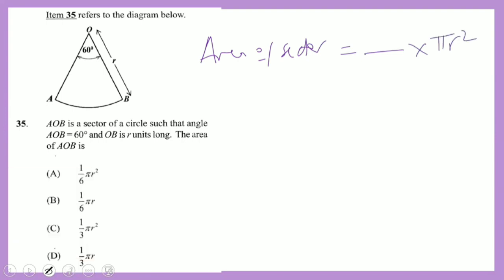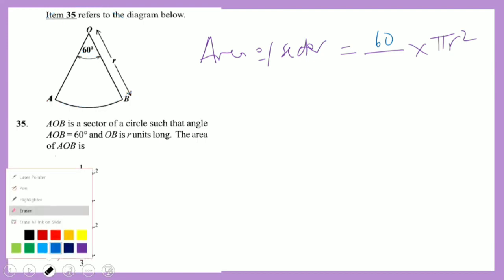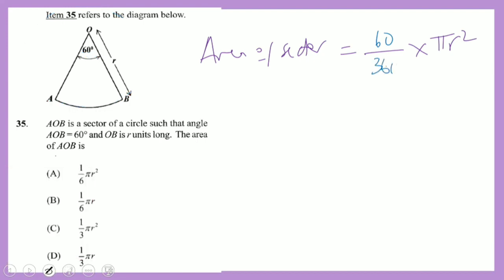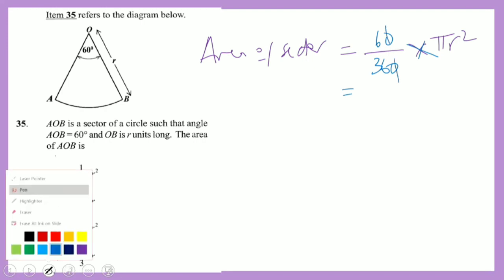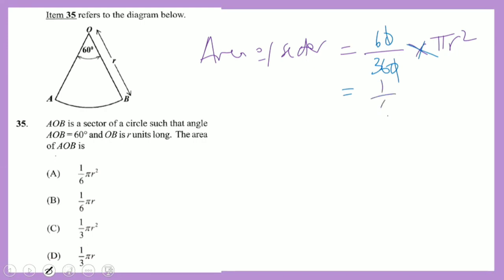What fraction can we use to represent this area out of the entire circle? 60 degrees here for the sector, but for the entire circle, the total number of degrees would be 360. So this is the fraction that we want out of the entire area. You simplify 60 over 360, you get 1/6. So you get 1/6 pi r squared.